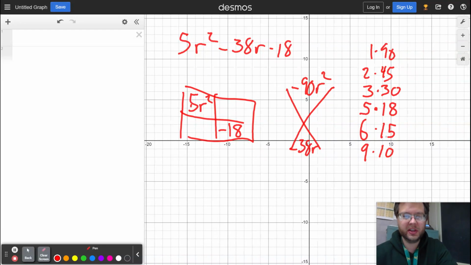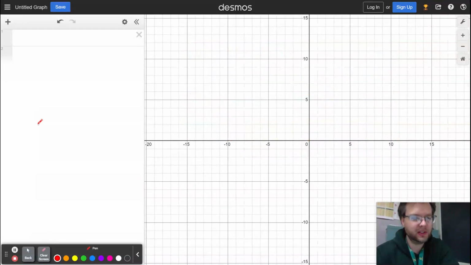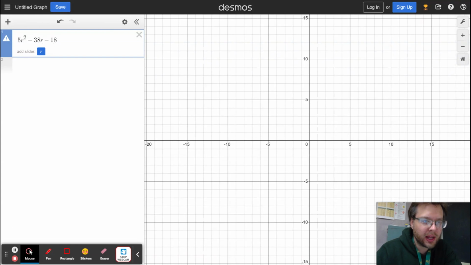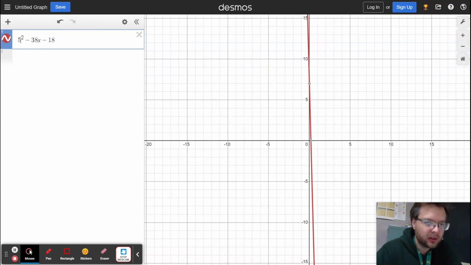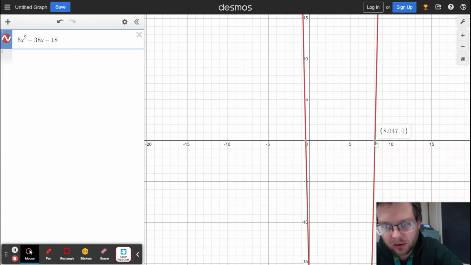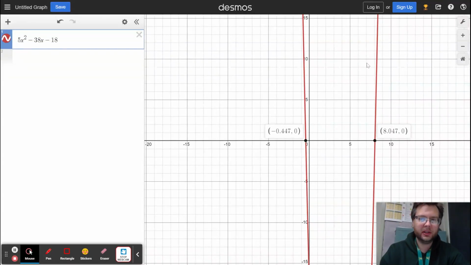And so two ways you could check your work if you think it's impossible to factor. One way is to try to graph it, 5r squared minus 38r minus 18. Oops. And Desmos wants me to use x. There you go. And you'll notice that it doesn't go through nice whole numbers. Okay, so there you go. That was the practice quiz. Please let me know if you have any questions and I'll help out.